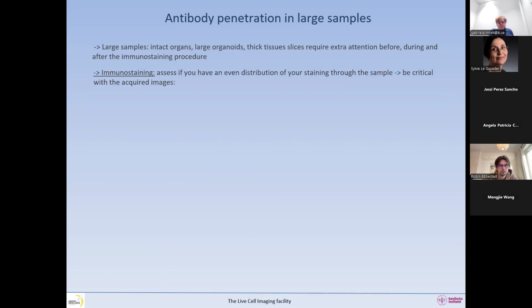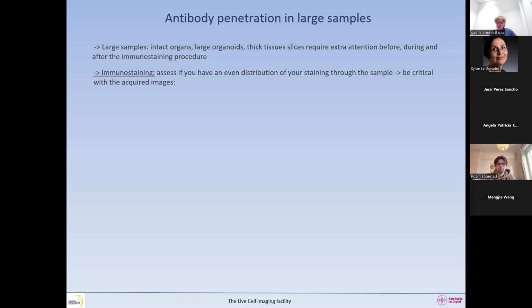When we talk about the immunostaining procedure, I will focus a little bit on the distribution of your staining through the sample. You have a big sample, you have an organoid. What you want is to be sure that all the antibodies penetrate and reach their target even deep inside of your sample. So it's very critical.